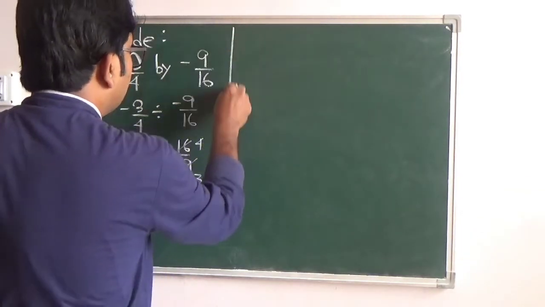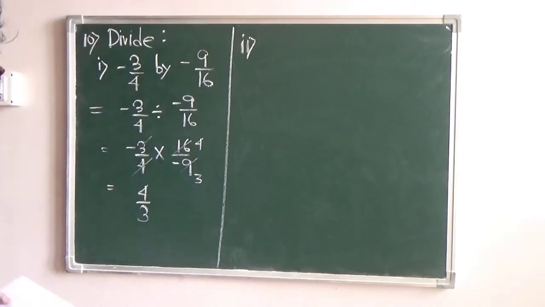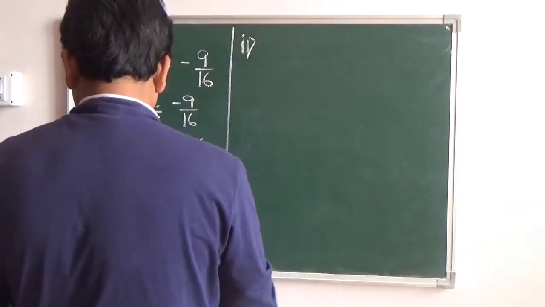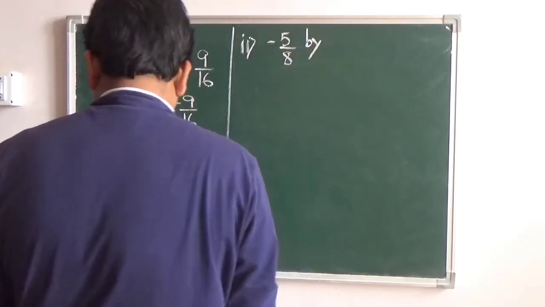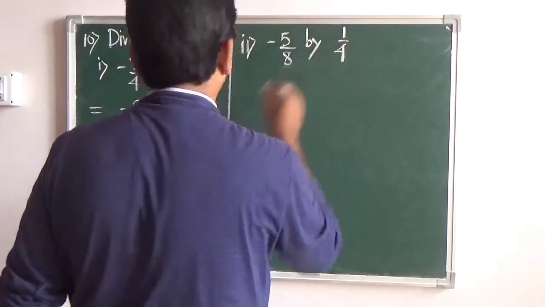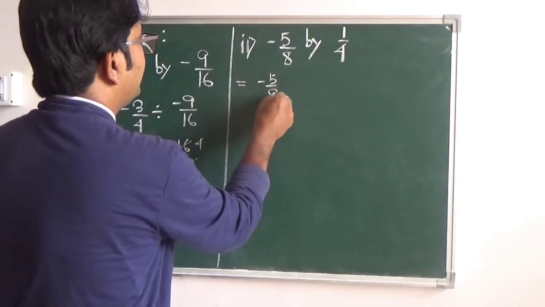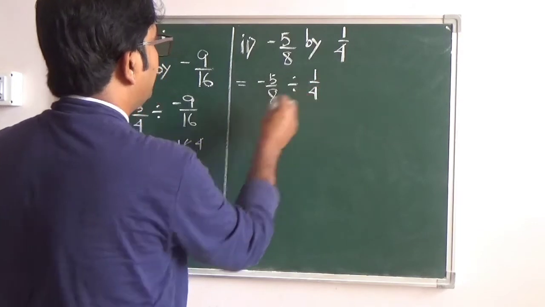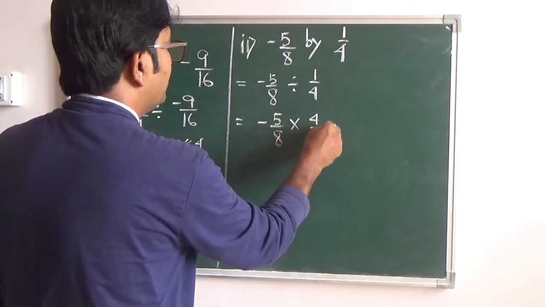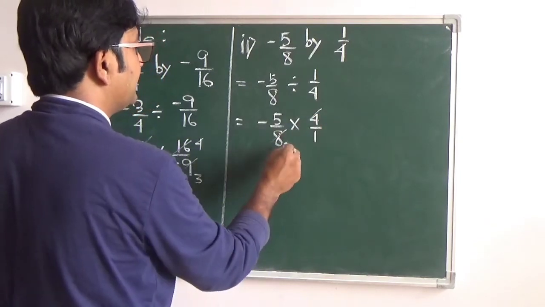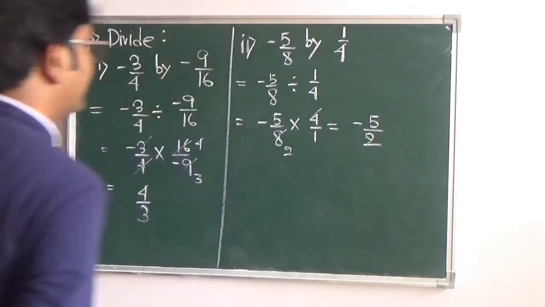Part 2 of this. Minus 5 by 8 divided by 1 by 4. So again moving accordingly, we will write minus 5 by 8 divided by 1 by 4. So we will write minus 5 by 8 into 4 by 1. So 4 and 8 will cancel, it becomes 2. So the final answer is minus 5 by 2.